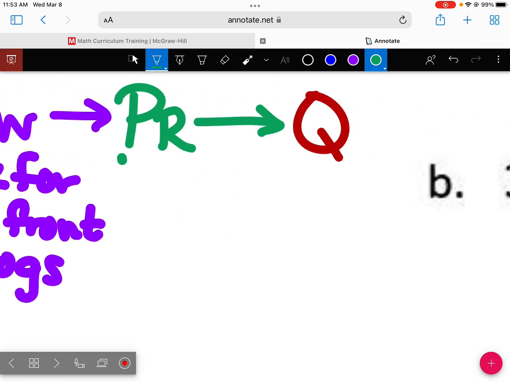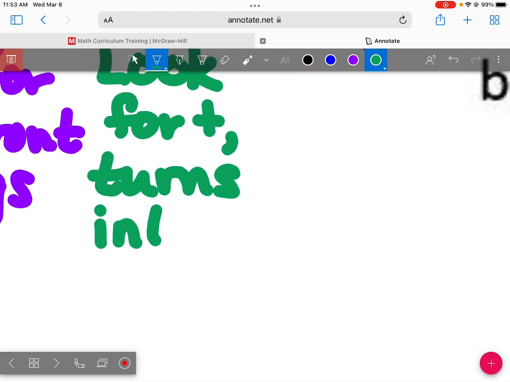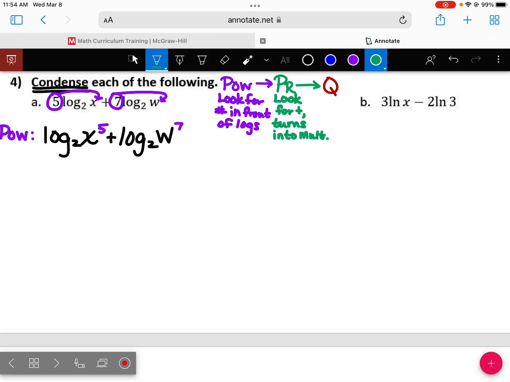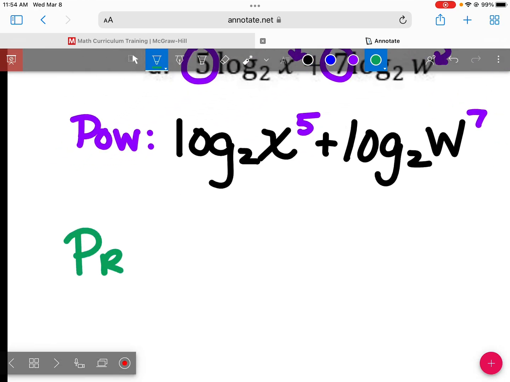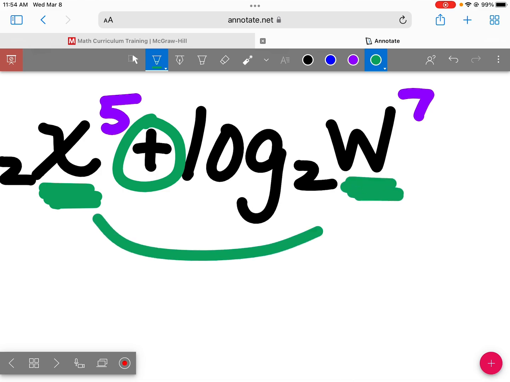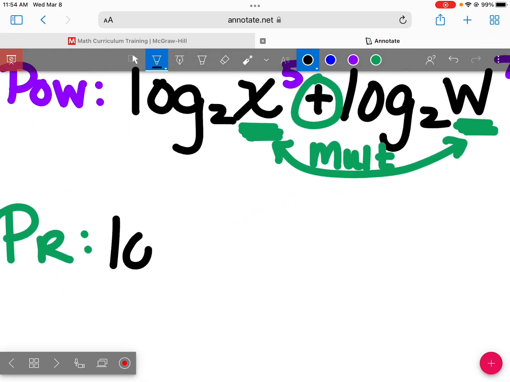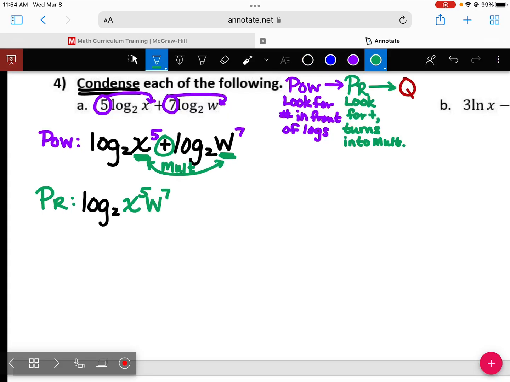So product step, look for plus, turns into multiplication. Do you see any pluses? Yes. Here's a plus sign. So what am I going to be multiplying? We said it turns into multiplication. What actually gets multiplied? X to the 5th and w to the 7th. These things get multiplied together. So I would have log base 2, x to the 5th, w to the 7th.